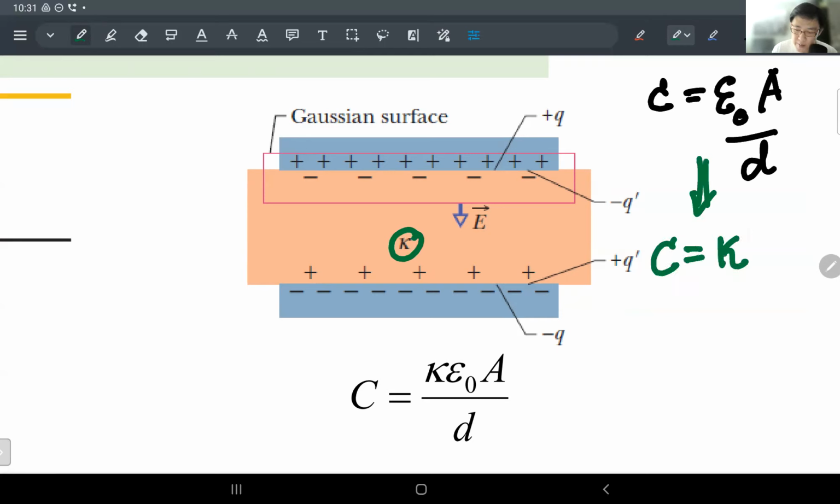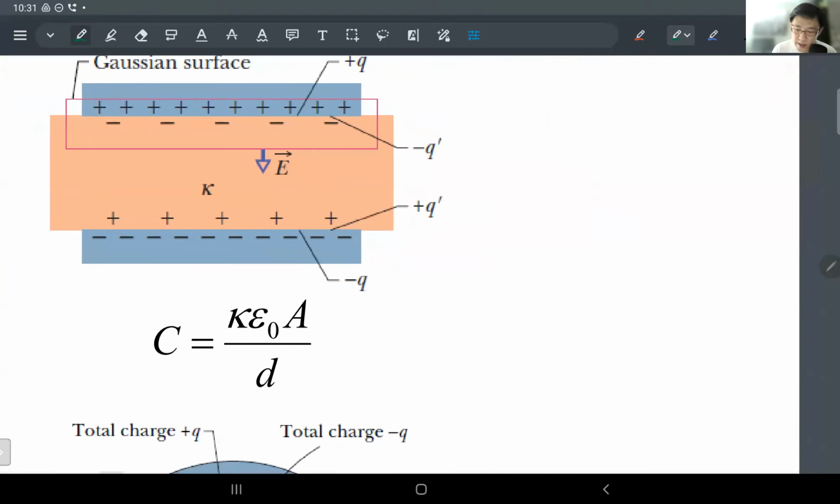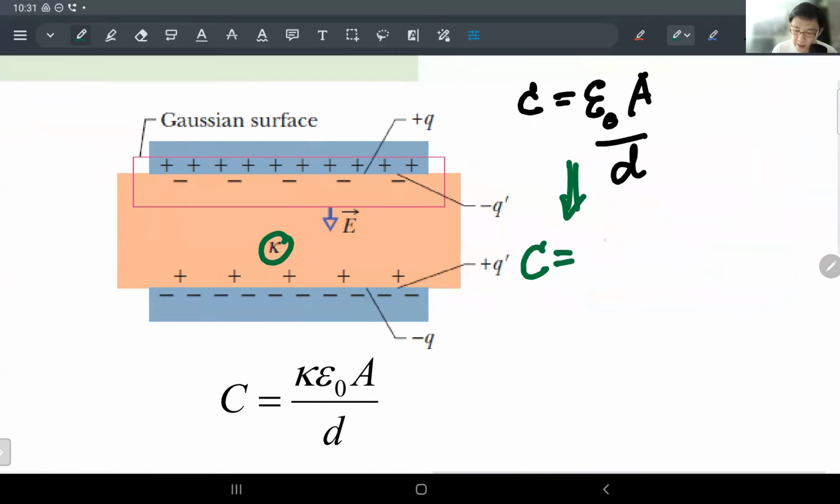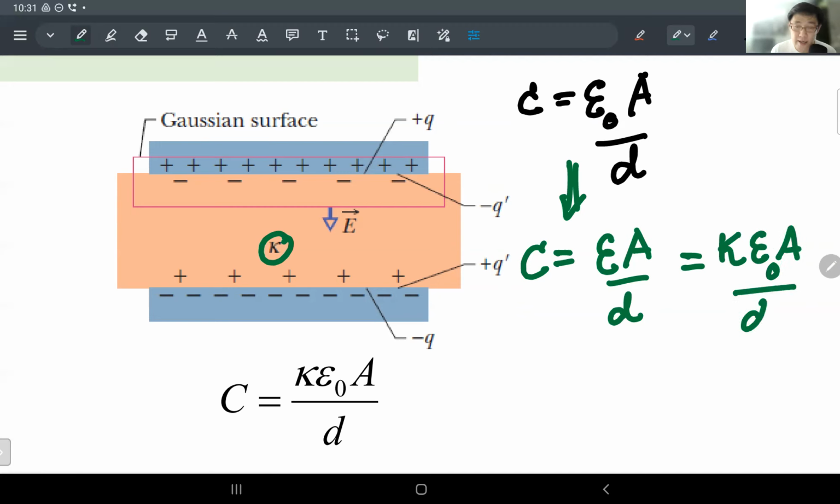Okay, let me write it like this. Here, that's all you have to do. That's it, guys. Okay. Does that make sense? You just change your epsilon naught into the epsilon of that material. However, we just learned that you can figure out that epsilon by just taking the dielectric constant kappa multiplied by the epsilon naught. That's it.